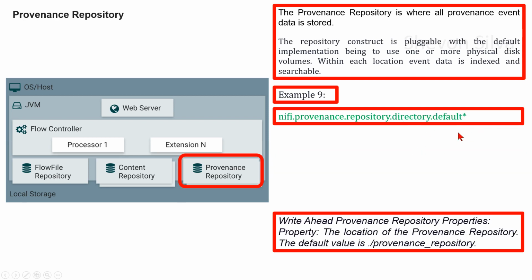Now we are considering write-ahead Provenance repository properties. The property nifi.provenance.repository.directory.default.* is the location of the Provenance repository. The default value is ./provenance_repository. Note that multiple Provenance repositories can be specified using the nifi.provenance.repository.directory prefix with unique suffixes and separate path values.